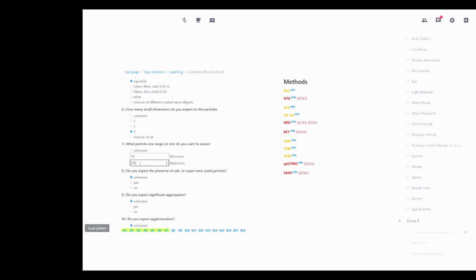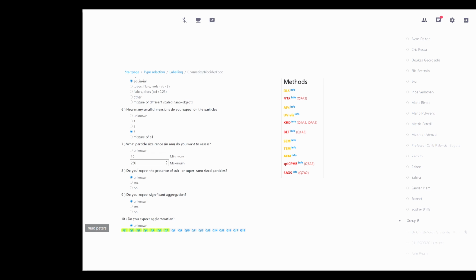So NTA goes out because it can't see these small particles. Single particle ICP-MS also is out because it cannot see these small titanium dioxide particles. I think the limit there is about 20 or 30 nanometer for usual ICP-MSs. And I know the one developed in ACEnano will probably be able to measure somewhat lower, or you need a higher resolution ICP-MS, and that can maybe just reach this limit of 10.